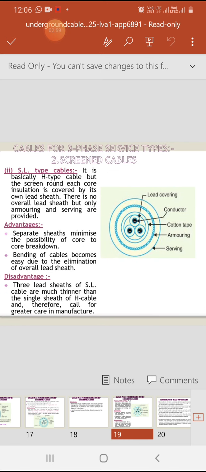Then we come to discuss SL type cables. Okay, see the diagram of SL type cables. It is basically the H type cable, but the screen around each core insulation is covered by its own lead sheath. There is no overall lead sheath, but only armoring and serving are provided when it is SL type cables.